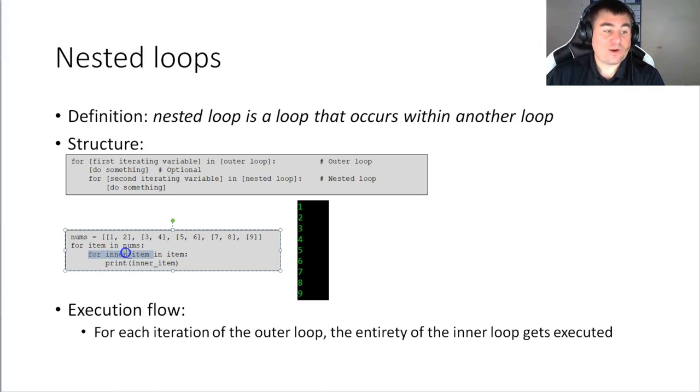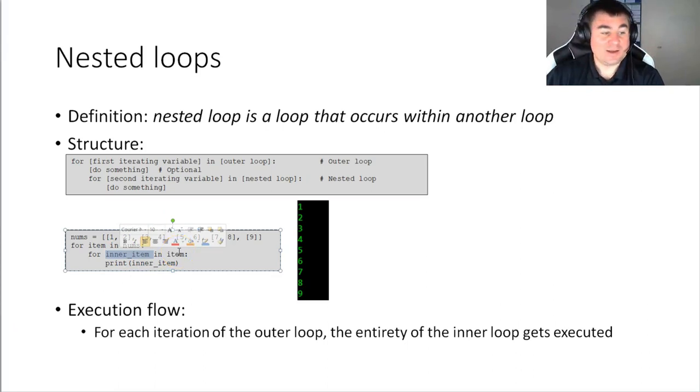And now we say for inner item in item, because now this variable item, as we're iterating over nums, holds each individual sublist. So item is in fact a list. And we say for inner item in item. And again, notice it would be a mistake to say for item in item.